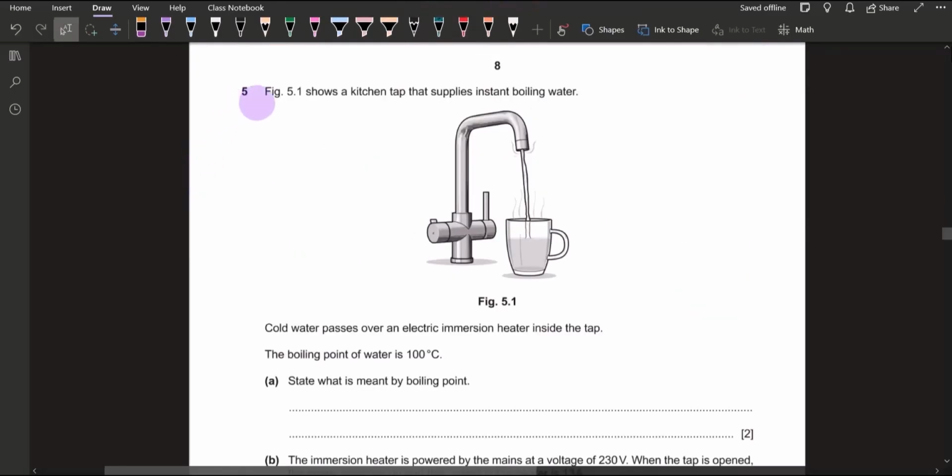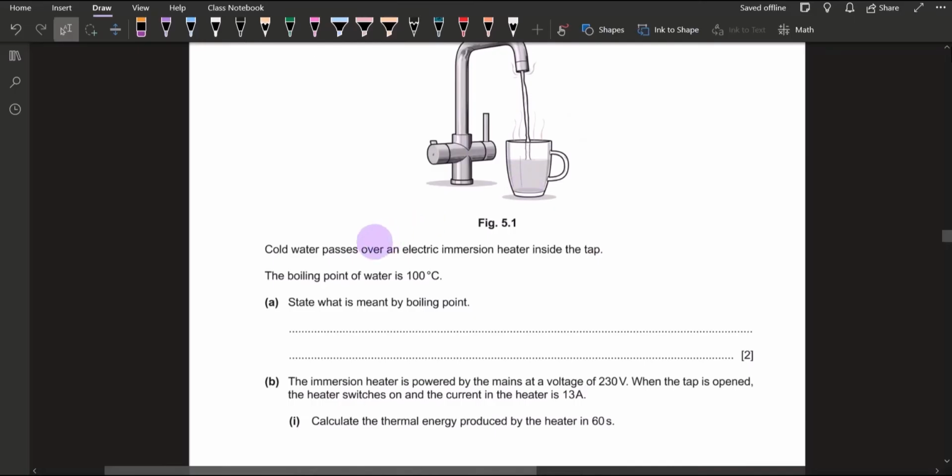Question number 5. Figure 5.1 shows a kitchen tap that supplies instant boiling water. And we can see the illustration here. Cold water passes over an electric immersion heater inside the tap. The boiling point of water is 100 degrees Celsius. Part A says state what is meant by boiling point. So we have to just give the definition of boiling point.